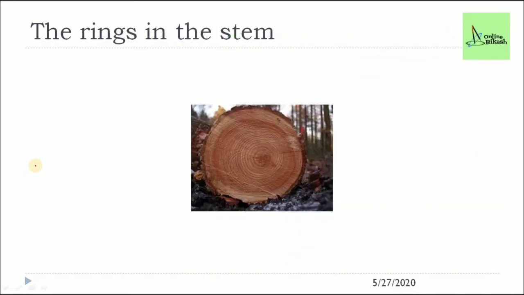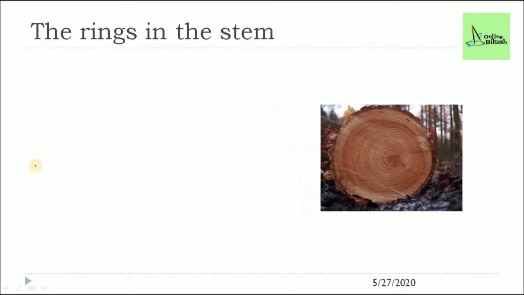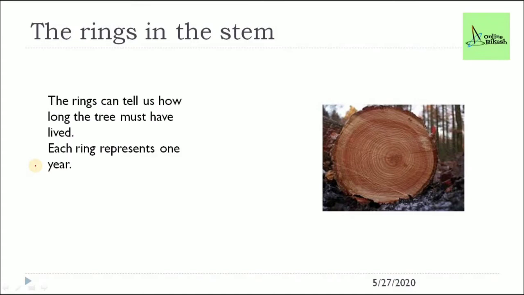Then one more thing, the rings in the stem. When a tree is cut down, then you can see this type of rings in its stem. The rings can tell us how long the tree must have lived. That means the age of the tree you can find out just by counting its rings. Each ring will represent 1 year.